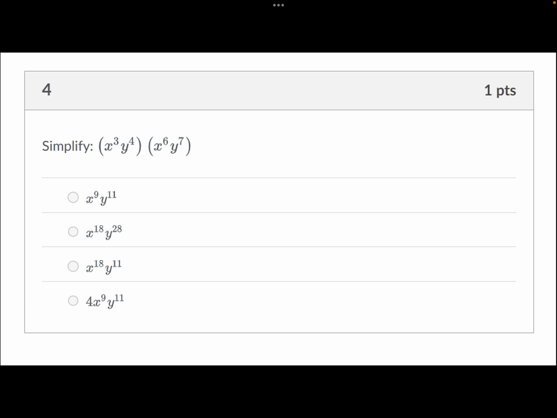Here we have a product, and so we're going to take all the x's that we have, 3 here and 6 there. That means we have x to the 9th. Y to the 4th times y to the 7th means we're going to have y to the 11th.